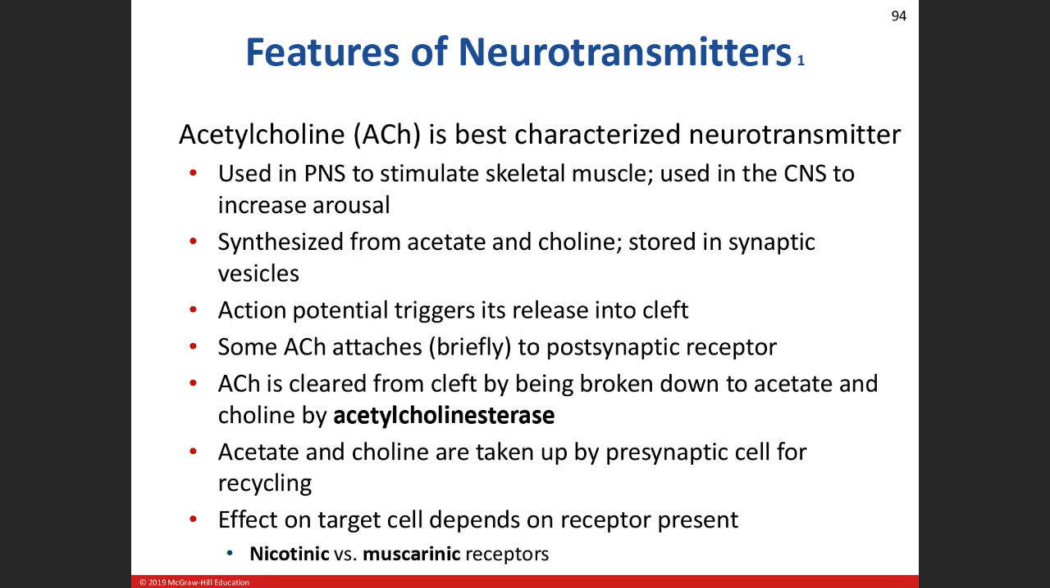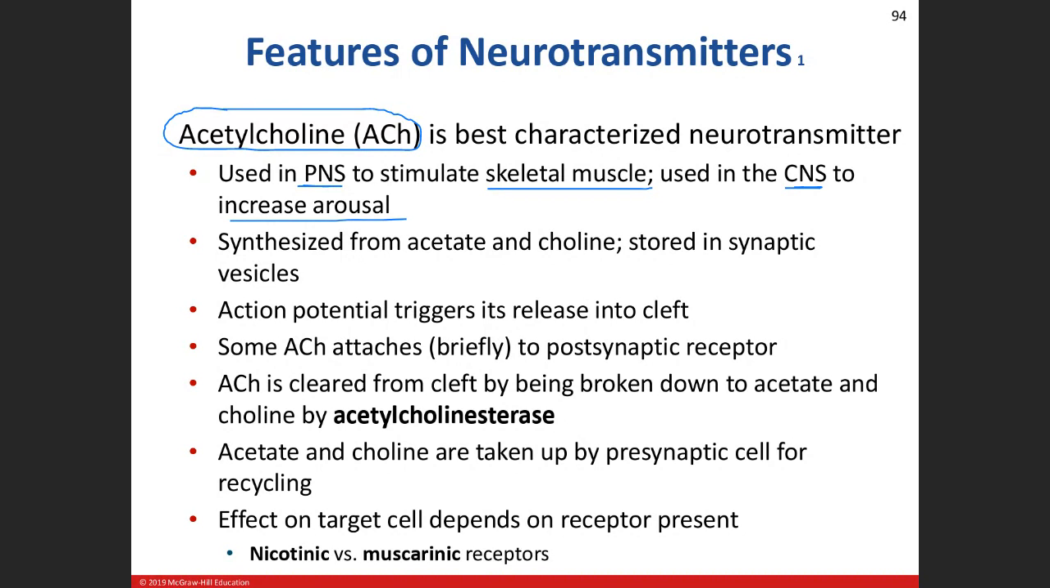All right, so a big neurotransmitter right here, acetylcholine. A couple things you want to know about it. One, it's used in the peripheral nervous system. PNS stands for peripheral nervous system, and that's going to stimulate our skeletal muscle, which is perfect, because that's the neurotransmitter we're going to discuss quite a bit in chapter 10. Also, we'll see it in the central nervous system, where it's involved in increasing arousal or awareness. We'll talk a little bit more about that when we get into the autonomic nervous system, when we talk about the sympathetic versus the parasympathetic nervous system. So more on that later.